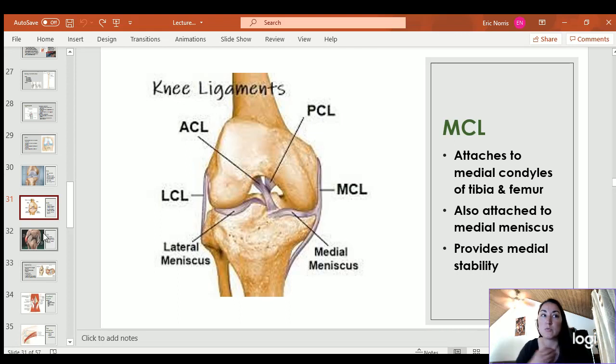Also, if you do a quick stop and pivot movement, a cutting movement, it can as well.